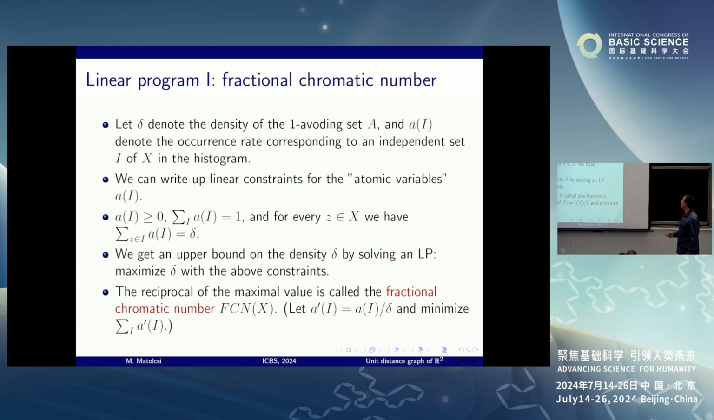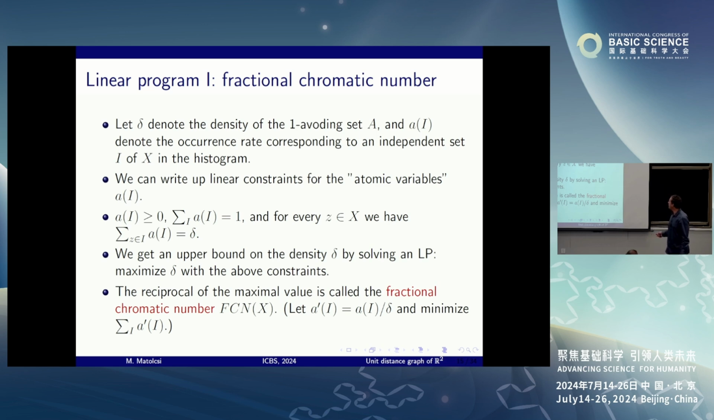Let's see what the linear program is. So as I said, delta denotes the density of your set A. The a_I will be your variables. Those are the relative frequencies of independent set I. And what are the constraints? Well, all frequencies are non-negative, obviously. They sum up to 1, obviously, because it's a probability distribution. And we just saw in the previous slide that if you fix any vertex, then those independent sets which contain that vertex have a frequency which adds up to delta. So these are the constraints, nothing else.